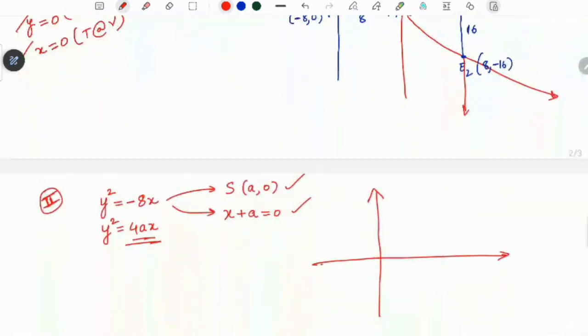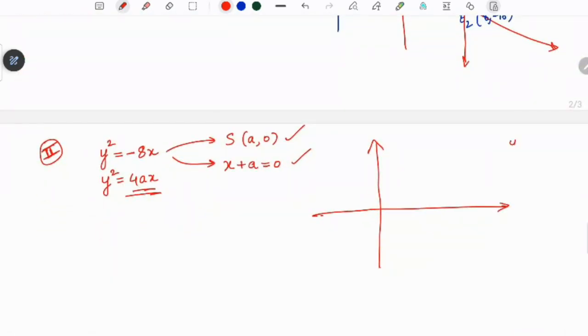For y squared equals 8x, what would be the story? Let's talk about y squared equals 8x. That means how should the parabola be? What is it that you are squaring? y equals 0. This would be the axis. What is it that you are not squaring? x equals 0. This is the tangent at vertex. So y squared equals 8x means x is y squared by 8. The graph should not lie in the second and third quadrant. So the graph is like this.